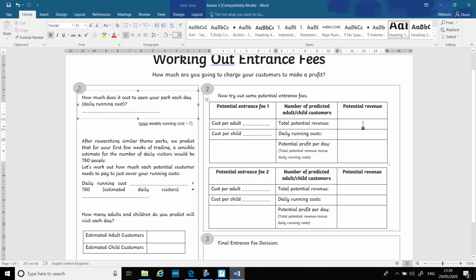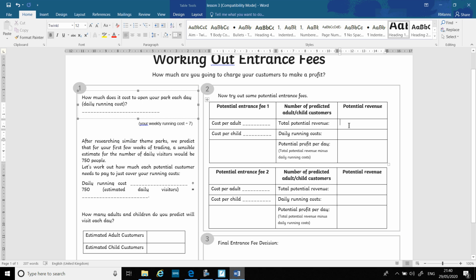Okay. Children, you're probably going to charge less. So I don't know, say you charge children £10, and you went for 375 children, you do 375 times 10, that would be the total amount of money you would predict you would make from children. Okay. Then your potential profit would be those two numbers added up, take away the daily running costs.